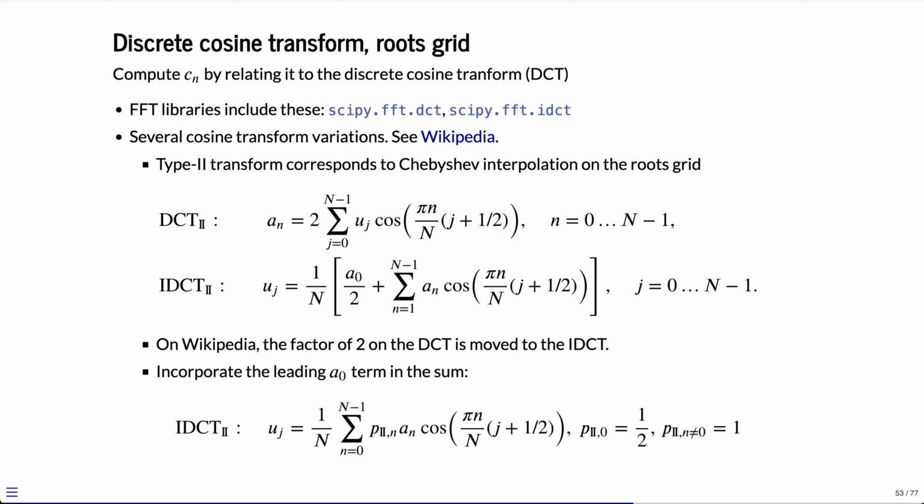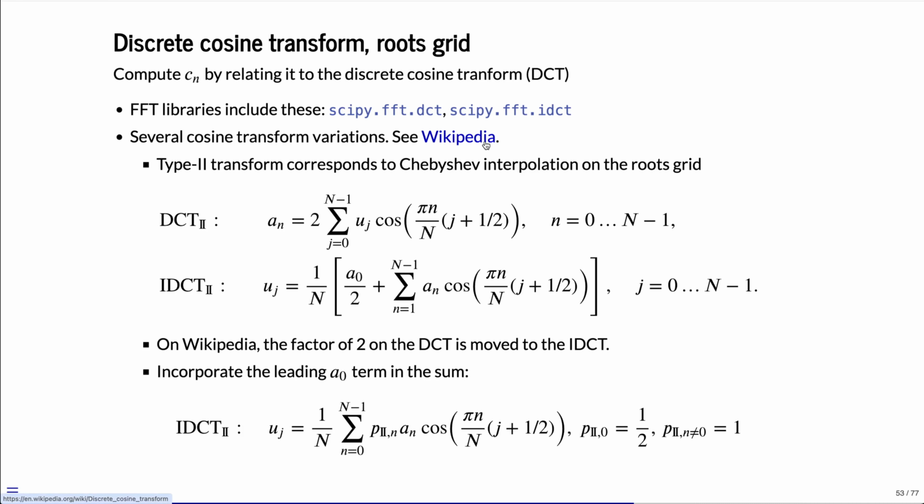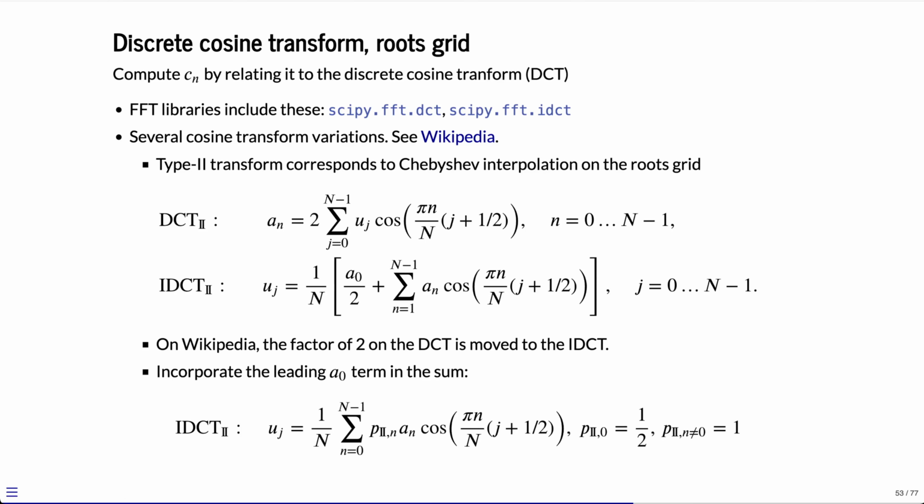There's a whole bunch of cosine transform variations. I include a link to the Wikipedia article that lists them out. There are lots of type 1s and type 2s, etc. floating around in this, and it's a pain. The type 2 transform corresponds to Chebyshev interpolation on the roots grid, which is what we want.